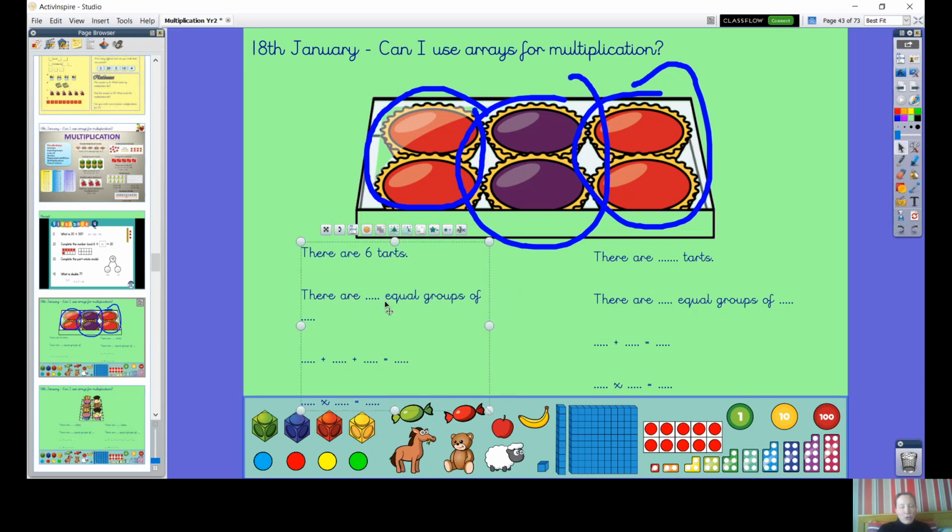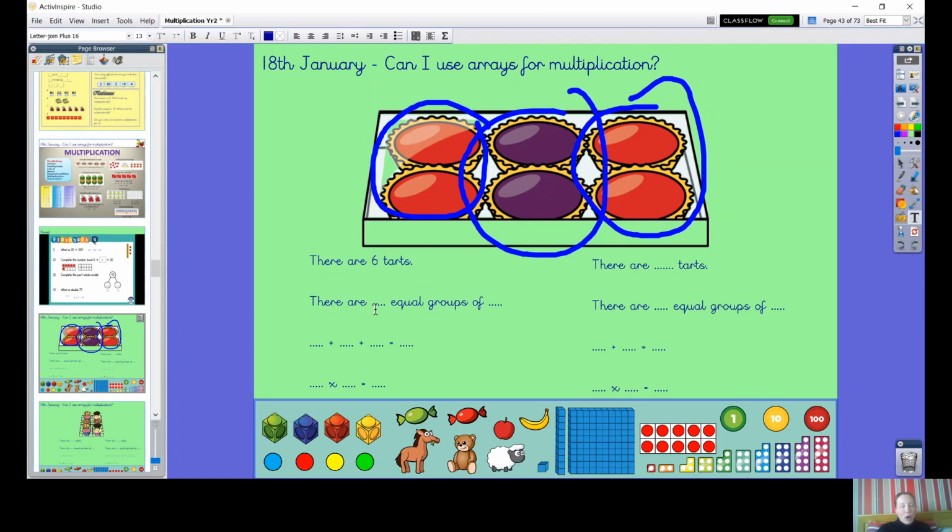So let's just have a look at filling this in. So we have got, there are 3 equal groups of 2. So that is 2 in the pictures, add 2, add 2, which gives us our 6. We can turn that into a multiplication because we can say 3 groups of 2 makes 6. Brilliant. But there's a different way I could do it.